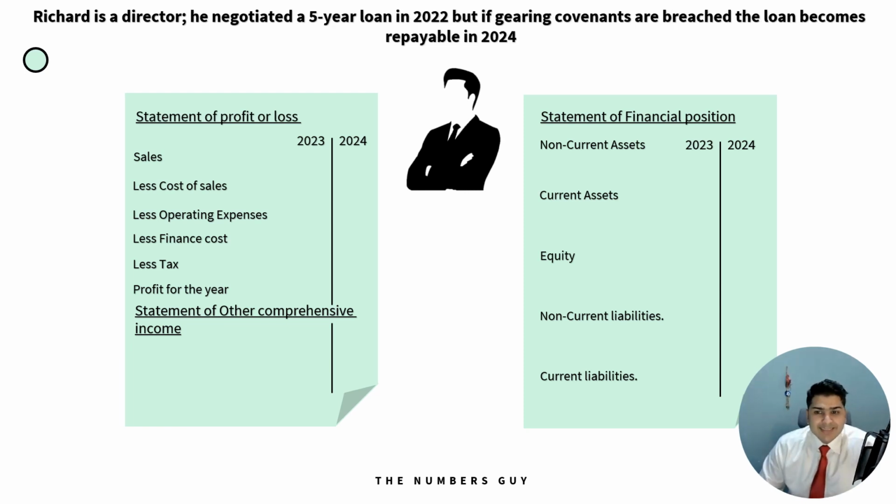Now consider this example where Richard negotiated a 5-year loan in 2022. But if gearing covenants were breached, that loan would become repayable in 2024. Let's assume we are reporting for the year 2023. We need to establish if this loan is supposed to be a non-current liability or current. Imagine that the loan covenants have been breached and this loan has to be paid in the year 2024.